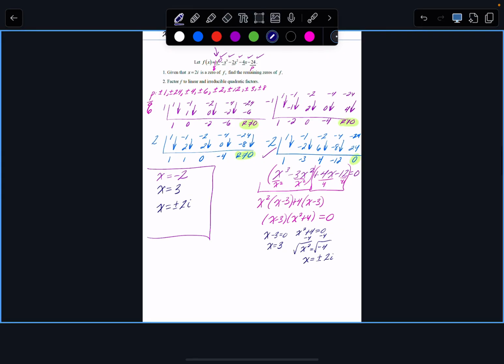Is set of number 1. This is a 0. Find the remaining zeros. We have 4 of them, which we should, so we're good. And then it says factor to linear and irreducible quadratic factors again.